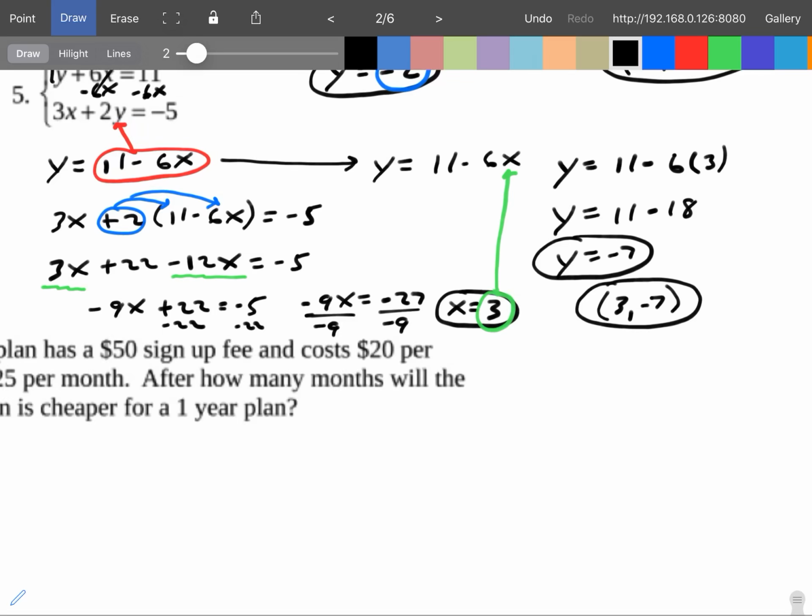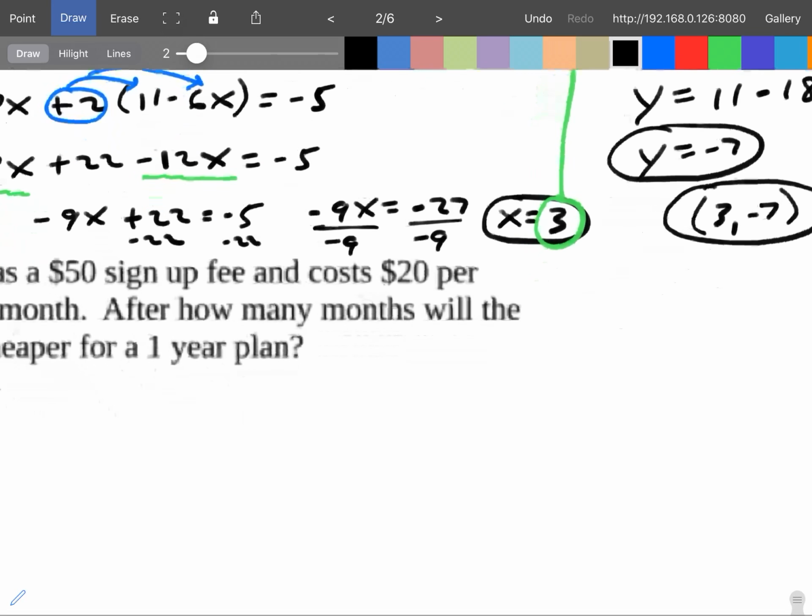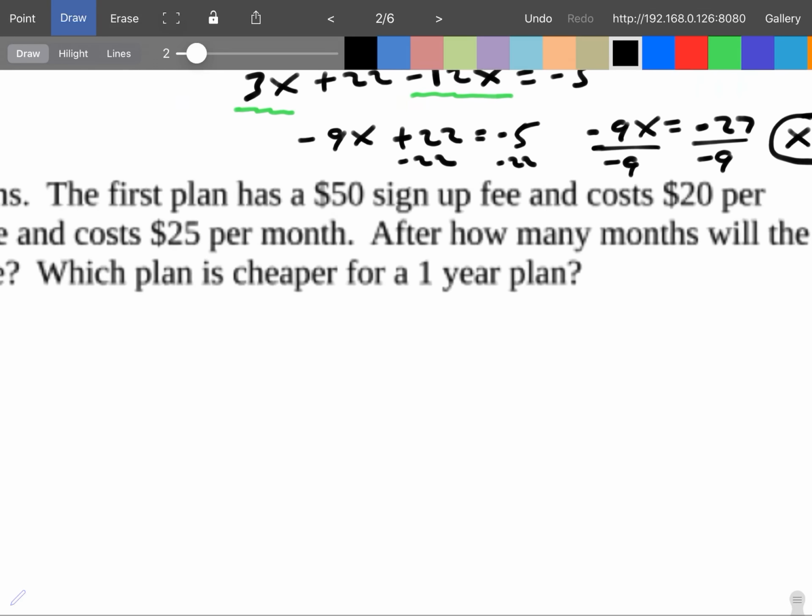Well, let's do one more problem. Let's set up the story problem. So let me see if I can fit this on the screen for you guys. So the story problem.